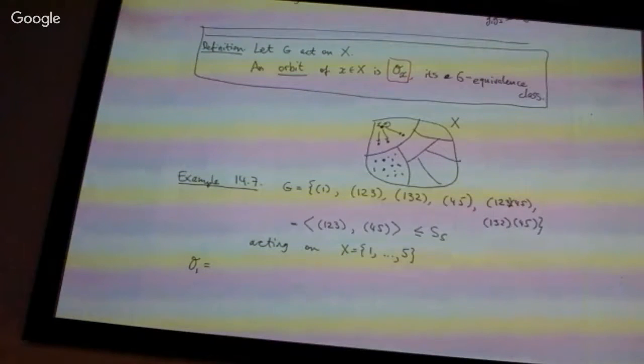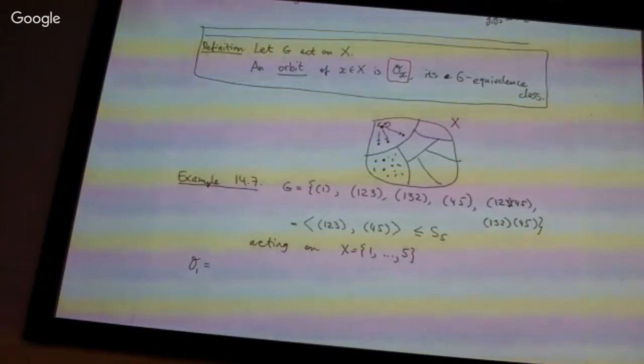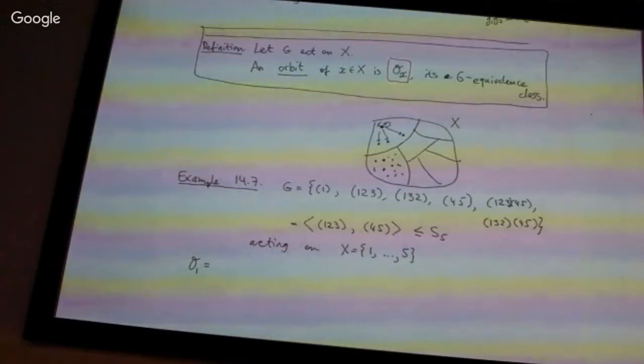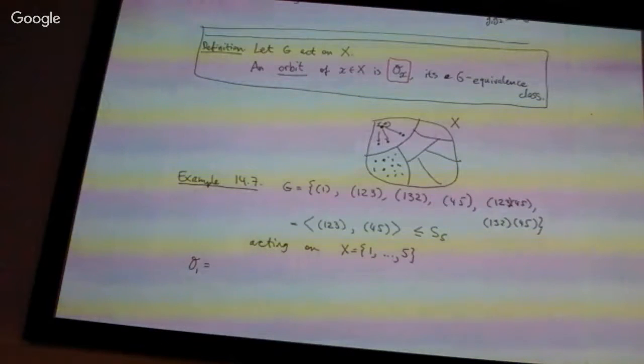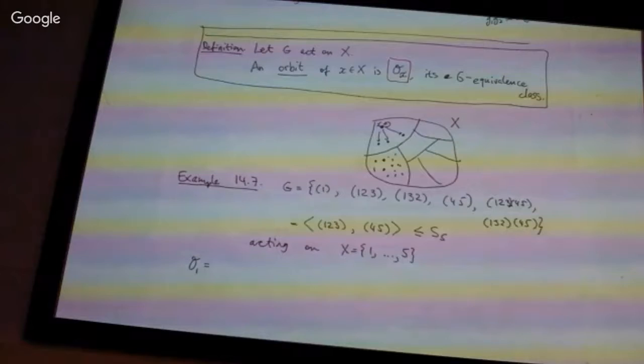So how many elements in the orbit? Including one, right? Yeah, exactly. So you need to include one. Everything okay there in the middle? No? Don't get it yet, but I might do anyway.